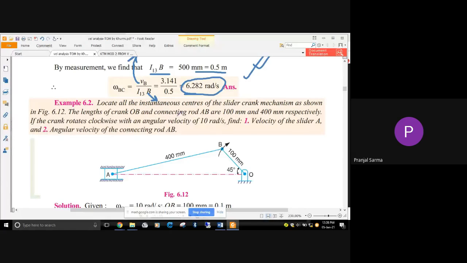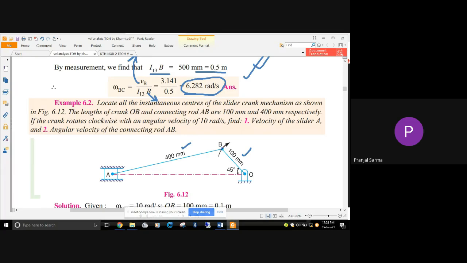Next, we'll be solving another one today. This is for a slider crank mechanism. Once you have understood the previous case, this should also be known, but right now the configuration is different. Locate all the instantaneous centers for this slider crank mechanism as shown in this figure. The length of the crank OB and the connecting rod AB are given as 100 millimeter and 400 millimeter respectively.